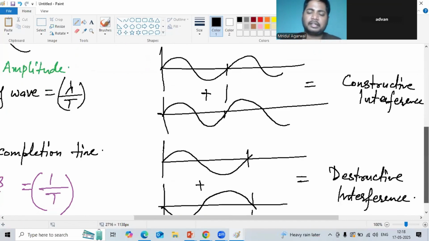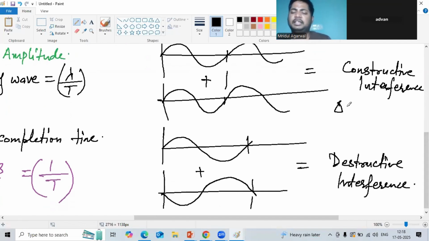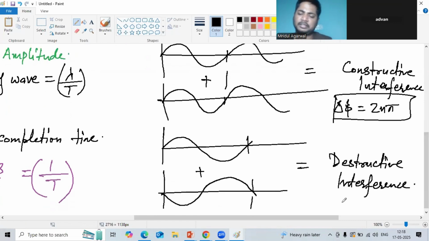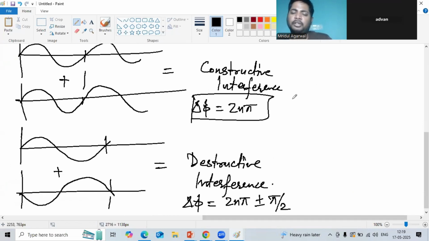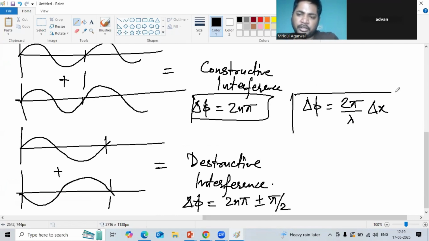So this is the thing. In constructive interference, delta phi is given by 2n pi. And in this case, delta phi can be 2n pi plus or minus some phase difference, so you will have pi by 2. Now, what will happen if you talk about delta x? Remember one equation: delta phi is given by 2 pi by lambda into delta x. This is an important term.